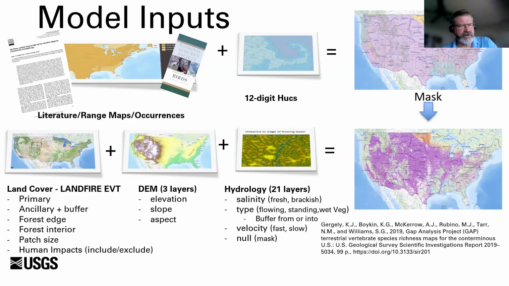So I mentioned earlier about the land cover being a base layer for us. We look at the primary vegetation, ancillary vegetation that might be associated with that species, forest edge, forest interior, patch size if it's appropriate, and any human impacts. We bring elevation layers in: elevation, slope, and aspect if those are appropriate. For some species they are, not for all species. And then we bring in hydrology as well.